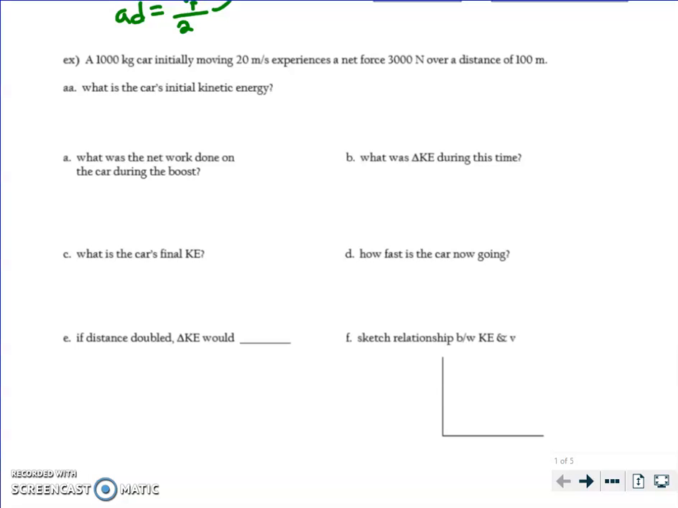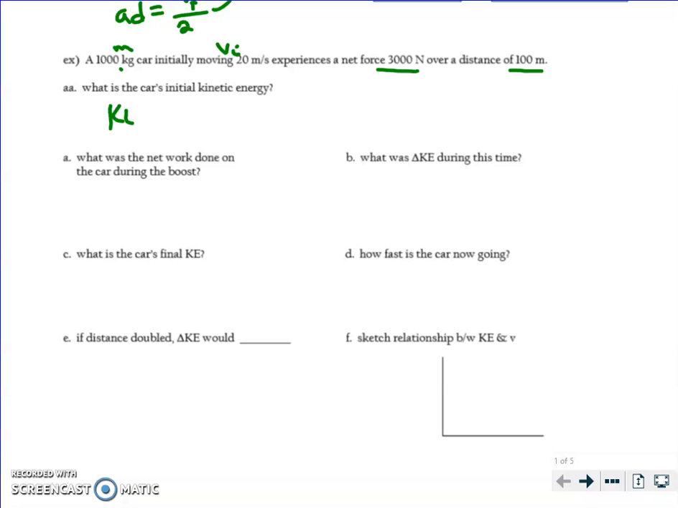All right, let's just finish up with an example problem. So I've got a car with a certain mass moving with a certain initial speed and experiences a force. So we press the gas pedal even more, a force of 3,000 newtons, and we do it for 100 meters. So we can answer a bunch of questions of what did the car start with and how is it going to change. So first question, what's the car's initial kinetic energy?